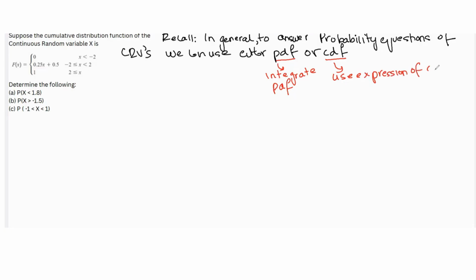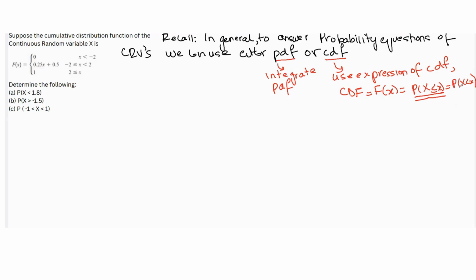Use the expression of the CDF, where we know the CDF for a continuous random variable X is capital F of small x. This is written as the probability X is less than or equal to x, which can also be written as the probability X is less than x. Right? Why does this work? Because remember, in general, the CDF definition is this: it's the probability X is less than or equal to x.